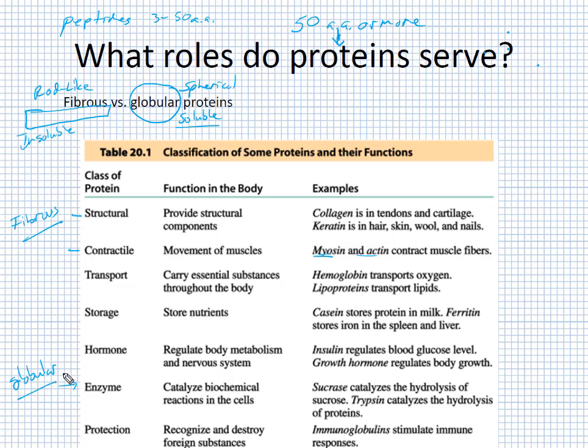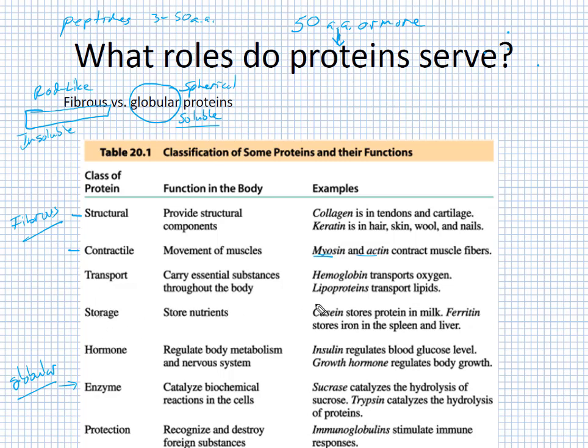There's some exceptions to that. Some proteins, for example, immunoglobulins, are soluble, but we'll see the structure of them later. They might have a fibrous domain and then a globular domain. So again, there are not hard and fast rules for these. But most enzymes, the proteins that catalyze reactions, tend to be globular, and those that have structural or contractile roles tend to be fibrous.